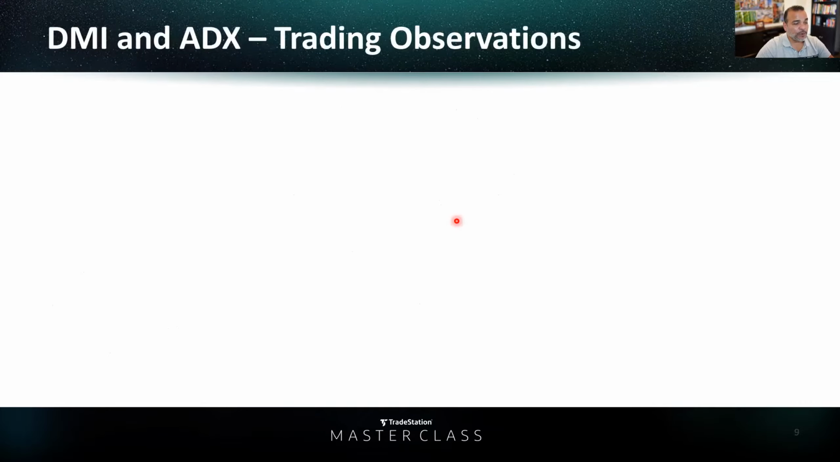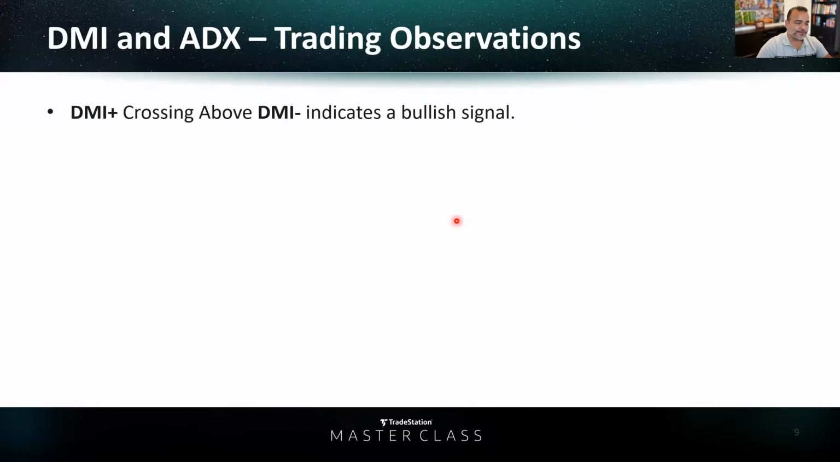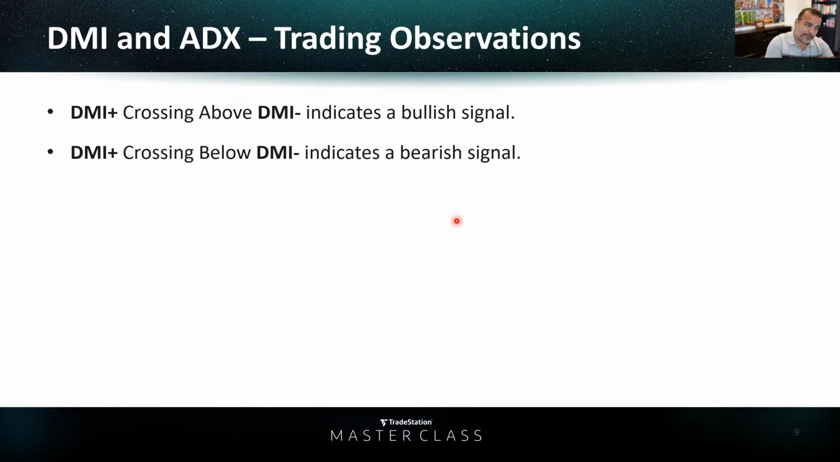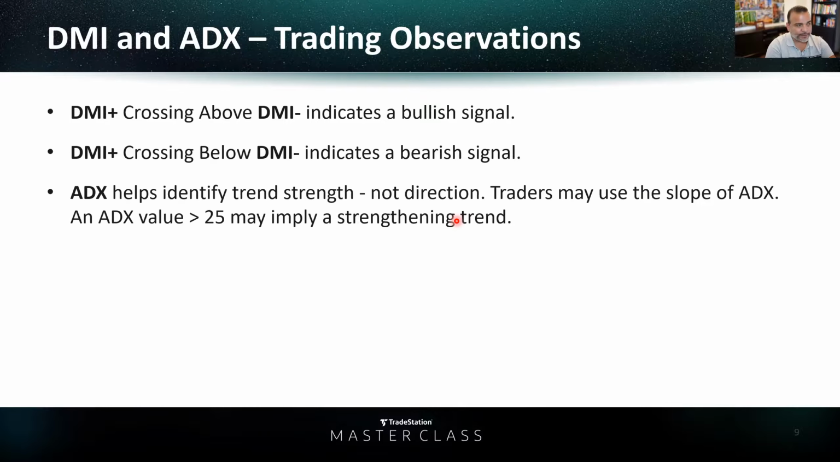And that's it. What are the trading observations for the DMI and the ADX? Things to consider. We already said it. DMI plus crossing above DMI minus indicates a bullish signal. DMI plus crossing below the DMI minus indicates a bearish signal. ADX helps you identify the trend strength, not the direction. And traders may use the slope of ADX to make trading decisions.